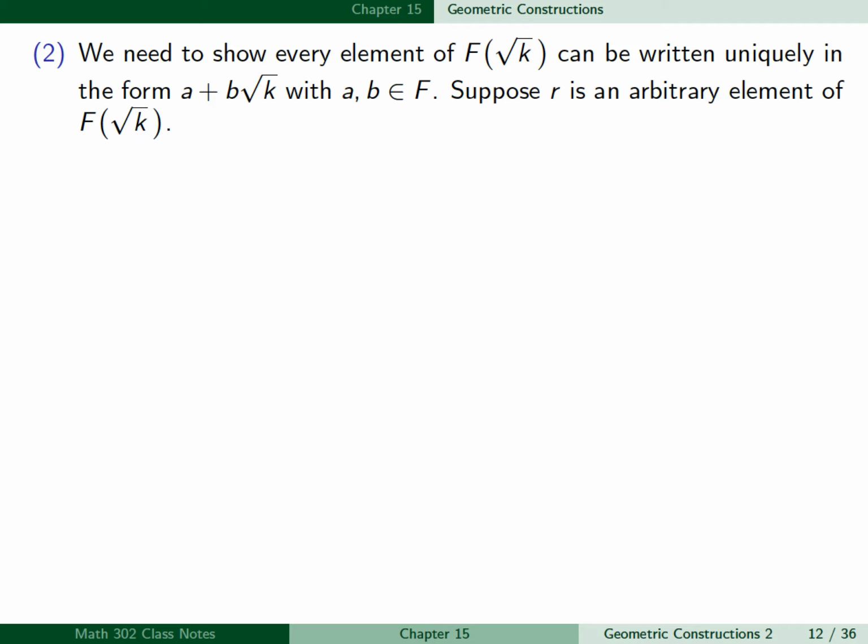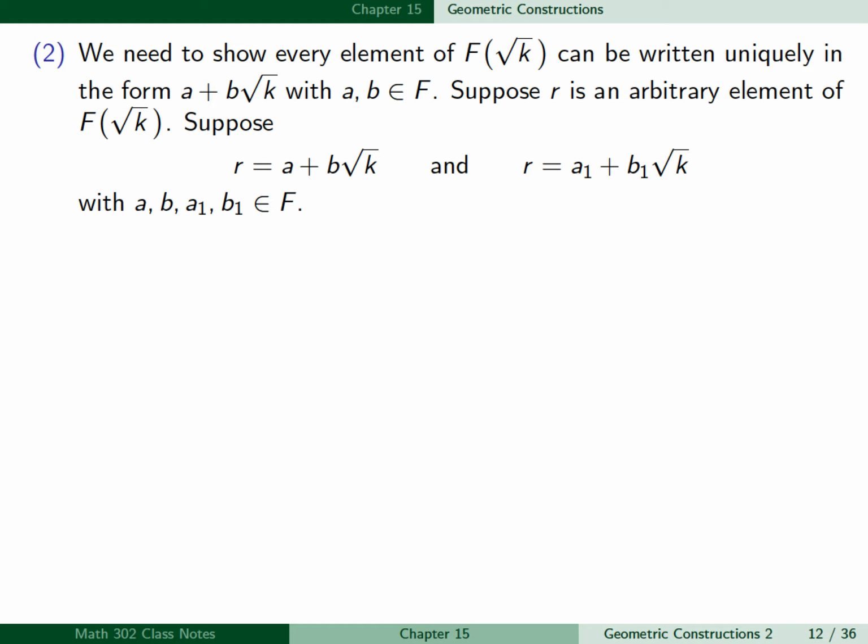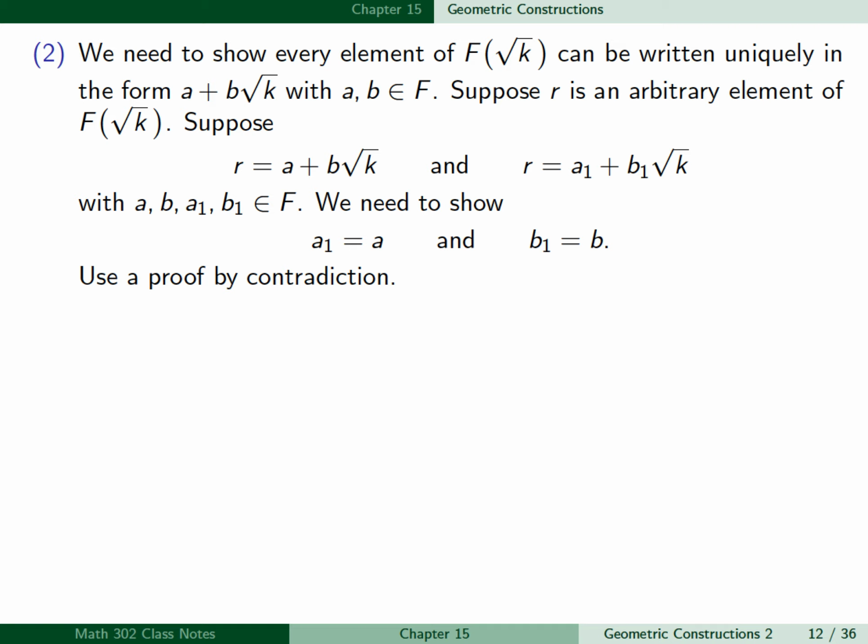So suppose r is an arbitrary element of F(√k), and let's suppose that r can be written as a + b√k, and can also be written in the form a1 + b1√k, with a, b, a1, and b1 all belonging to F. So we need to show that a1 is equal to a and b1 is equal to b. So we'll use a proof by contradiction, and let's just start by supposing that b1 is not equal to b.